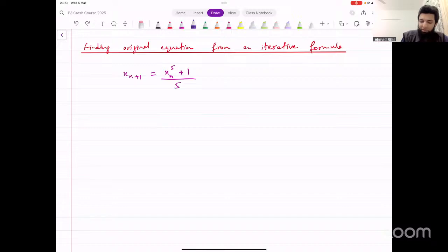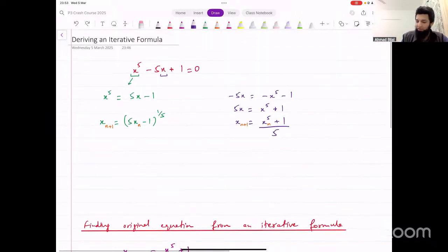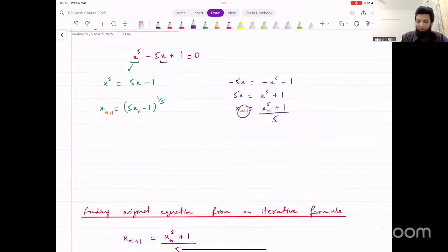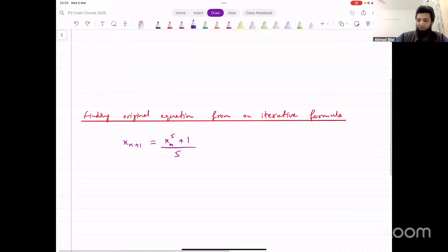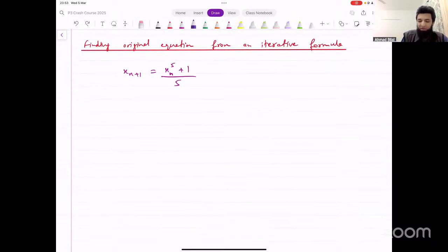I can just remove n plus 1 and n from this. Just get rid of n plus 1 and n, because that's what we introduced when we were forming this iterative formula, right? We put n plus 1, and then when we want to go back to the original equation, we can just remove n plus 1 and n. And that leaves us with x equal to (x raised to power 5 plus 1) divided by 5.